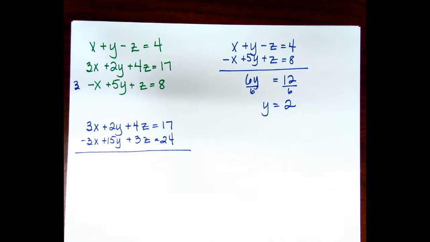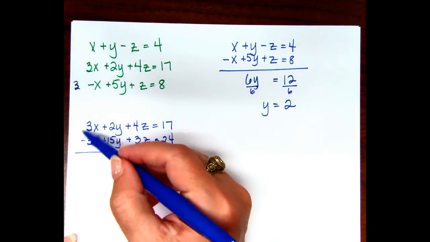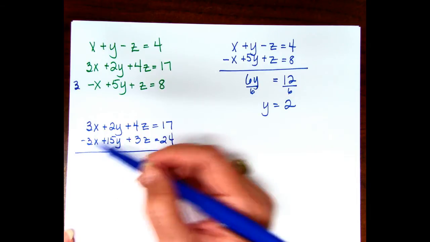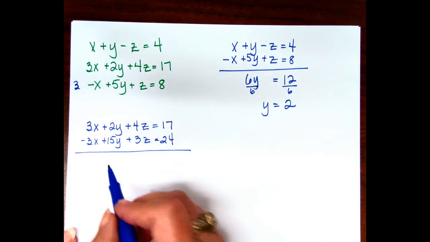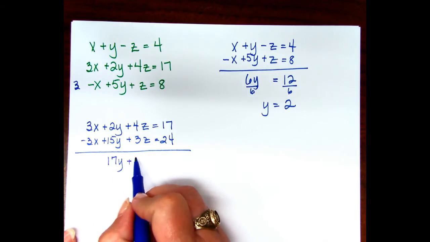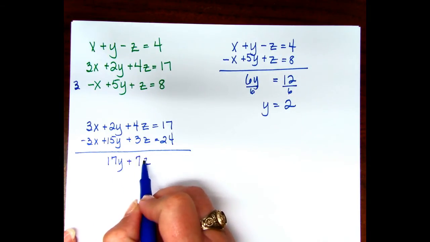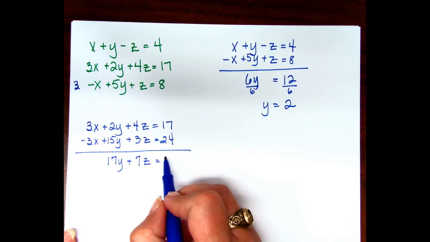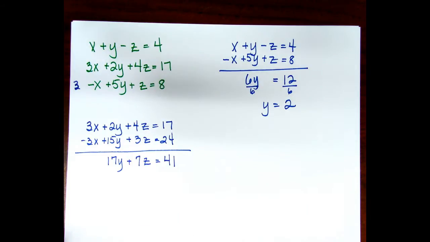Now what's going to happen if I add these two together right now? Well, x's are going to go away, aren't they? What's going to happen right here? 17y. What's going to happen right here? 7z equals what? 41.